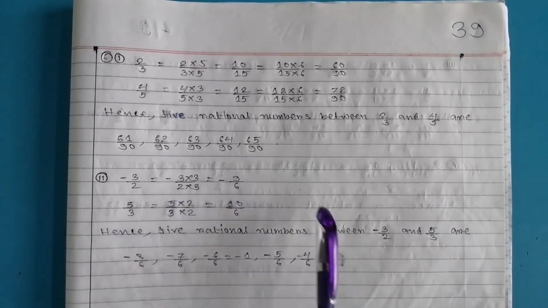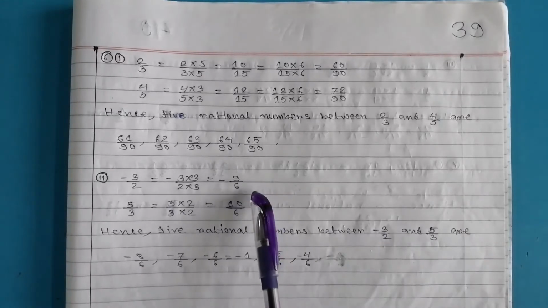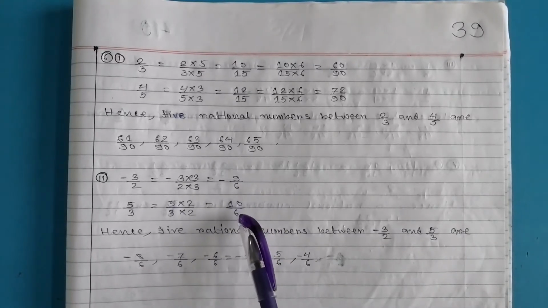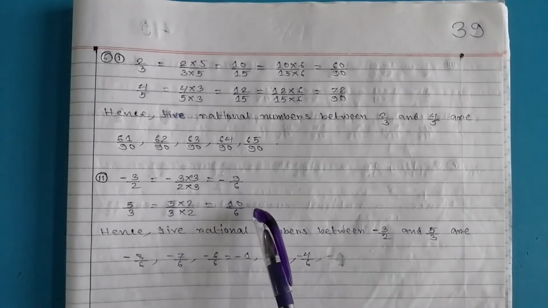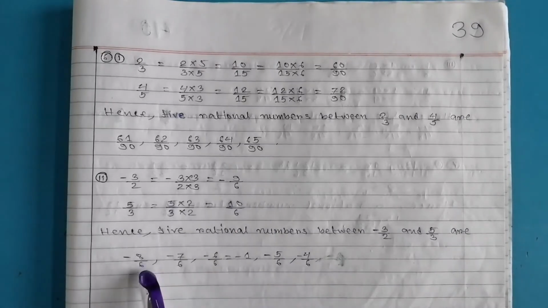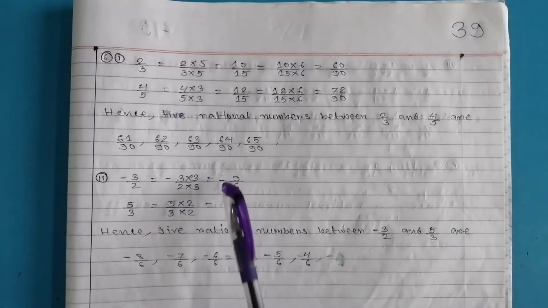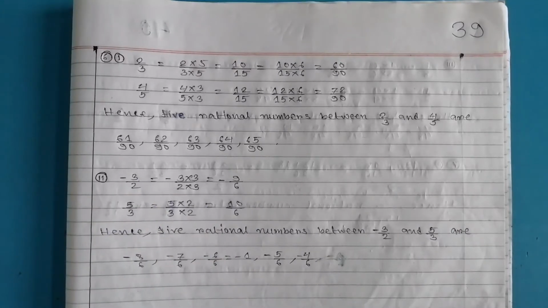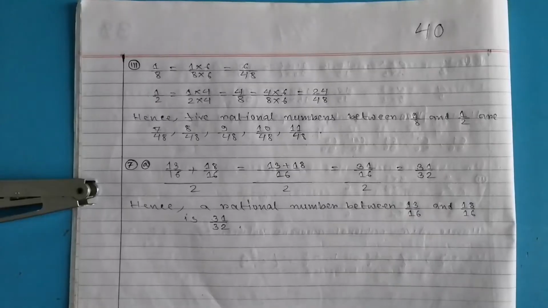Now you can easily write the rational numbers, no need to multiply by 6, because there is a huge difference between minus 9 and 10, the difference is 19. So you can easily write: minus 8 upon 6, minus 7 upon 6, minus 6 upon 6, minus 5 upon 6, minus 4 upon 6. These are the rational numbers between these two. Now come to the next part.